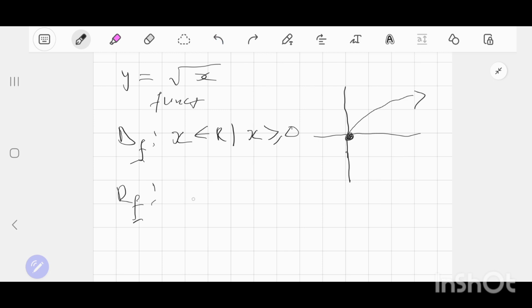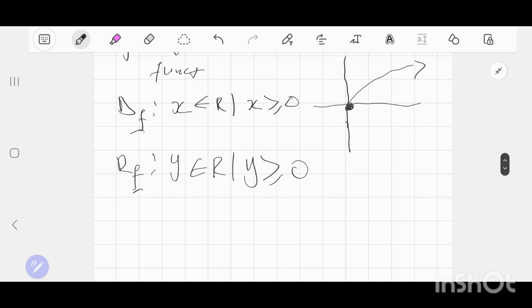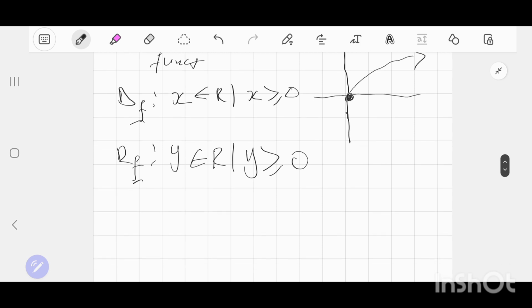So this means now your range will be like this. Y is an element of real numbers such that y must be greater or equal to zero, because the graph needs to be a function. Are you with me? And then drawing this function, people, you can use a table form or any method that's preferable to you.